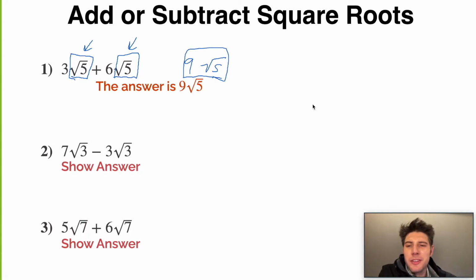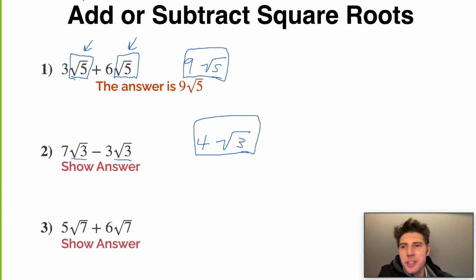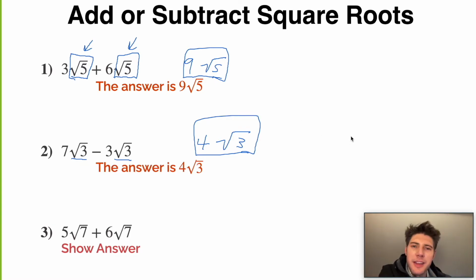And that's how to do these. So those root 5s, you just think of them as an object. And you have 3 of that object plus 6 of that object. So for number 2, 7 root 3 minus 3 root 3. Same thing, we have 7 root 3s and we're subtracting 3 root 3s. Well, 7 minus 3 is 4, so we now have 4 root 3s. And we can check this answer, and that's that one.